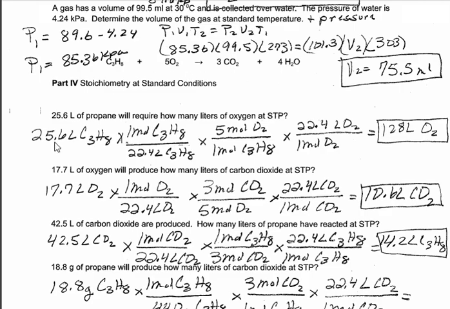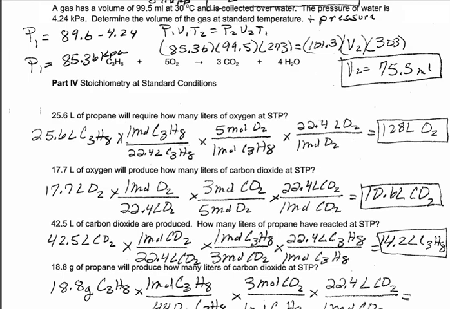If you look at the first one, we have 25.6 liters of propane. Times that by 1 mole over 22.4 liters, because 1 mole of any gas at STP is 22.4 liters. Then you multiply it by the mole ratio of 5 to 1, and finish up with 22.4 liters of oxygen over 1 mole to get 128 liters of oxygen.